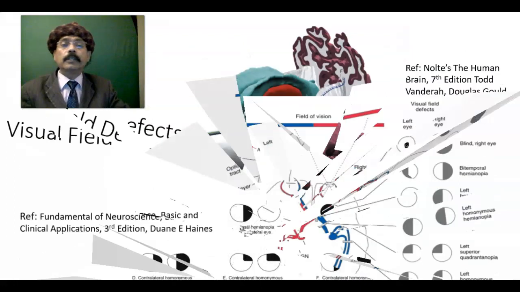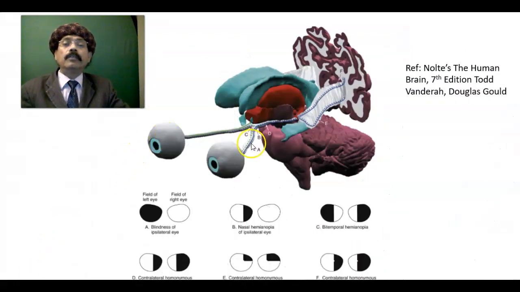Now you go here. Now this is cut. What will happen? Total blindness of this eye. This optic nerve is cut, total blindness of this eye. Optic chiasm cut, what will happen? Bitemporal hemianopia. Okay. And if the optic tract is cut on the right side, then we'll have left homonymous hemianopia. That will happen.